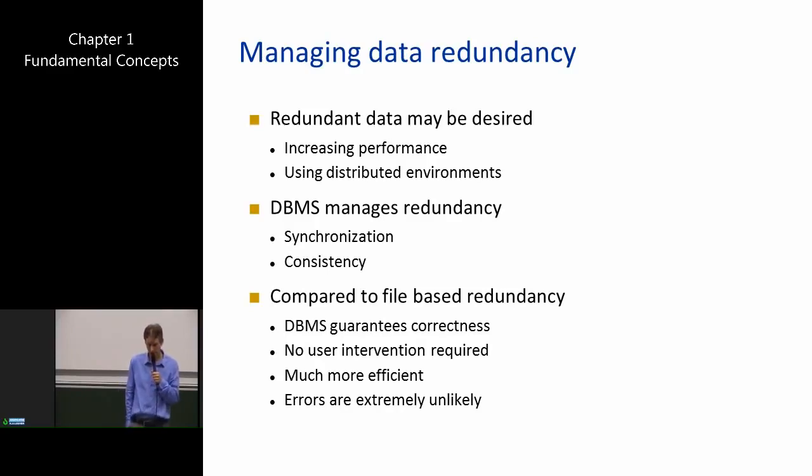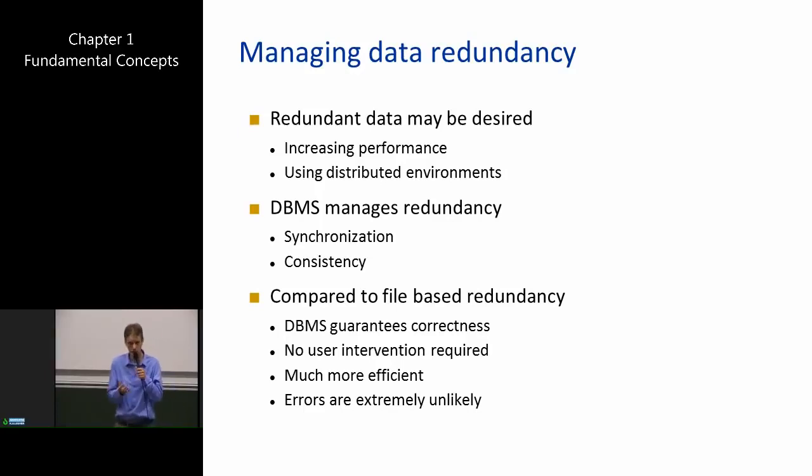Now, the nice thing is that in a database approach towards data management, the DBMS is going to manage redundancy. It's going to have facilities for synchronization and consistency. That means if data is being replicated, duplicated, and let's say a change is made in one of those sources, then the DBMS will make sure that the change is propagated towards the other sources as well. It will manage this data redundancy and replication. So compared to the file-based approach, the DBMS is going to guarantee correctness, and it will do that autonomously. It has built-in facilities to do that. There will be no user intervention needed.